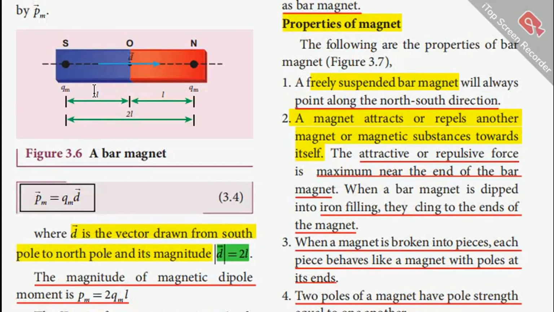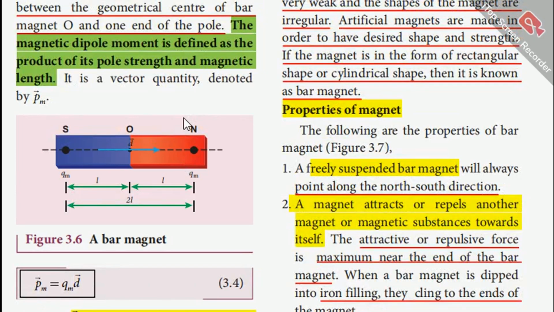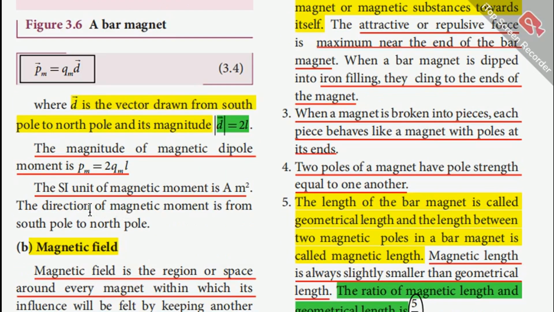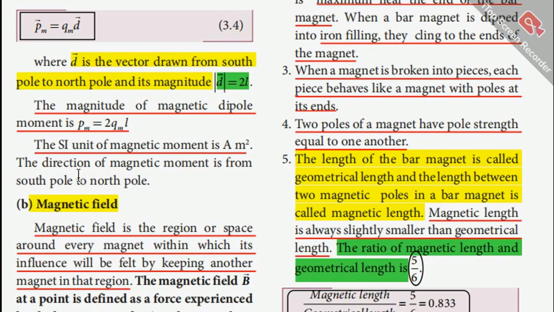Now, this is a bar magnet having two poles, south pole and north pole. These two poles are separated by a distance of 2L, that is called the magnetic length. And now the dipole moment is given by Pm equal to Qm into D. So D is the vector drawn from south pole to north pole and its magnitude is given by D equal to 2L. The magnitude of magnetic dipole moment is given by Pm equal to 2QmL. The SI unit of magnetic moment is ampere meter square. The direction of the magnetic moment is from south pole to north pole.